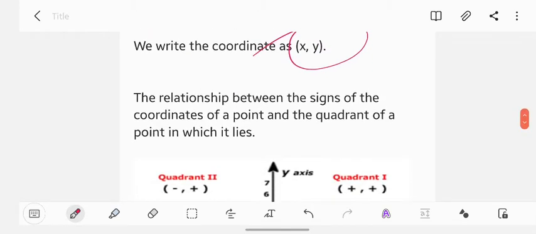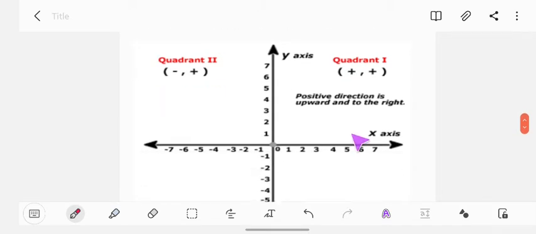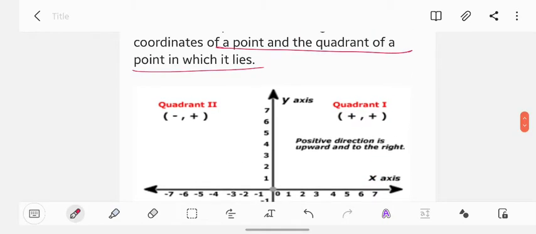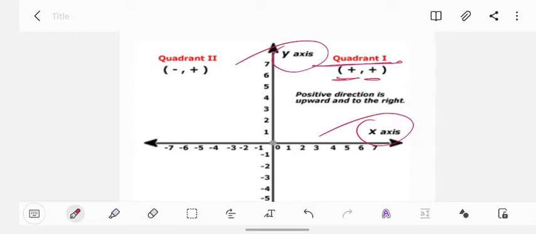The relationship between the signs of the coordinates of a point and the quadrant in which it lies. This is also a very simple topic. You have gone through this topic in your previous class also, right? So in order to check the Cartesian signs of the given quadrants, the first quadrant is enclosed by the positive x-axis and positive y-axis. So x is positive and y is also positive, taking anti-clockwise like this.